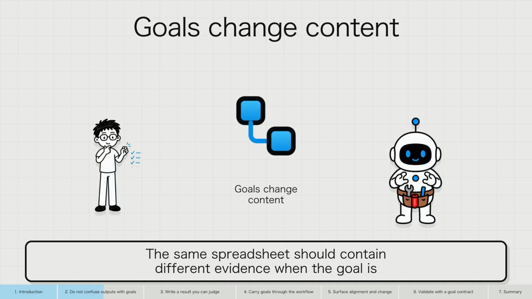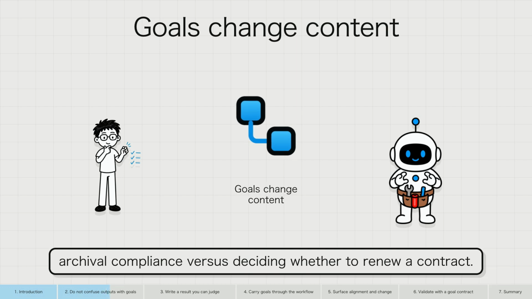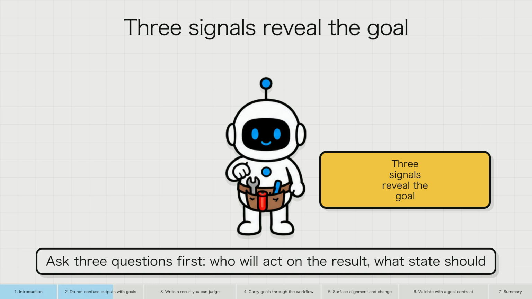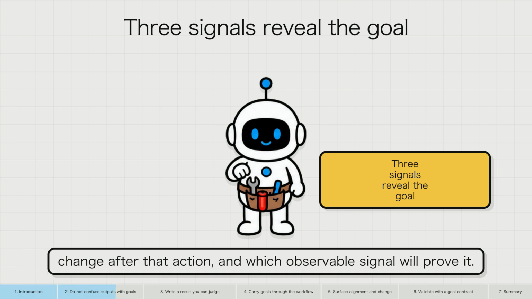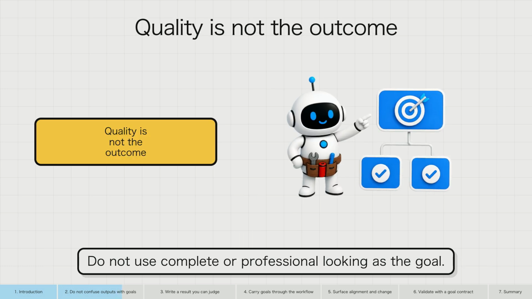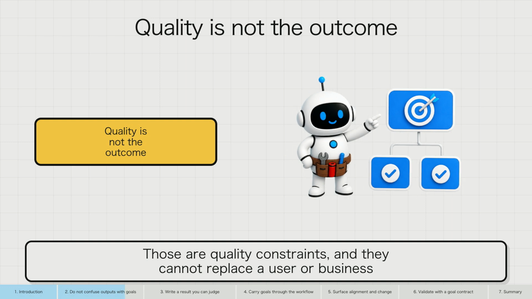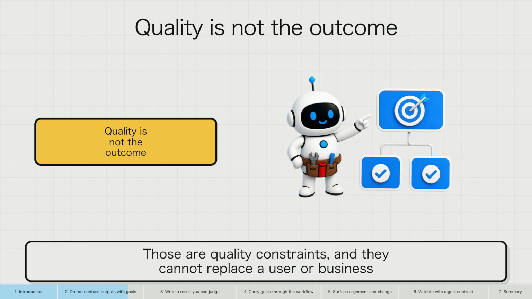The same spreadsheet should contain different evidence when the goal is archival compliance versus deciding whether to renew a contract. Ask 3 questions first: who will act on the result, what state should change after that action, and which observable signal will prove it. Do not use complete or professional looking as the goal. Those are quality constraints, and they cannot replace a user or business outcome.